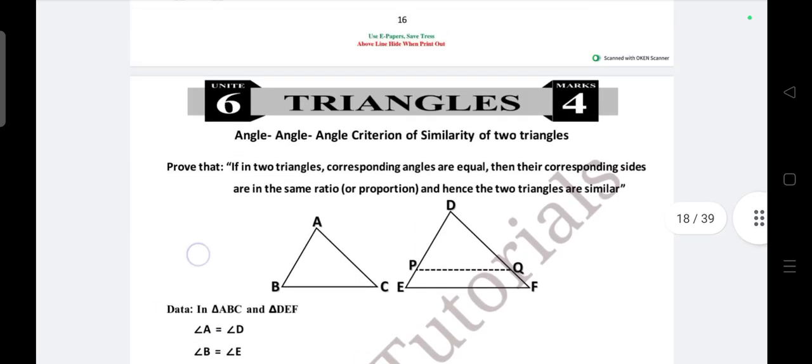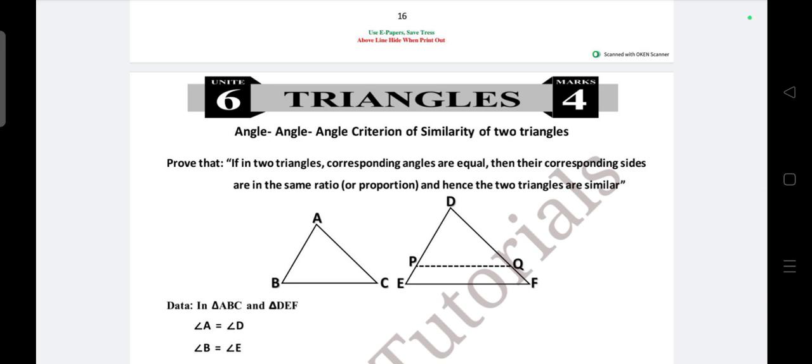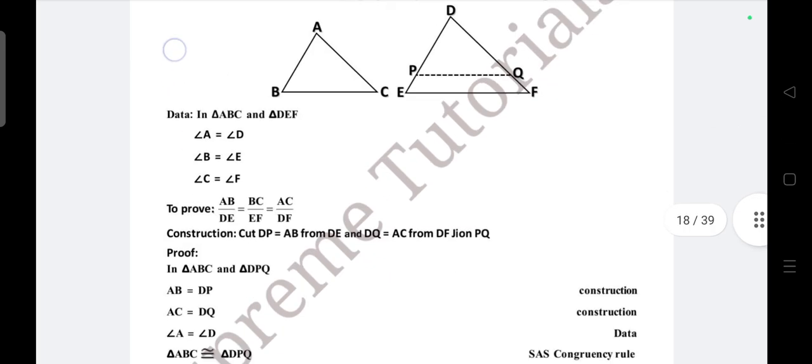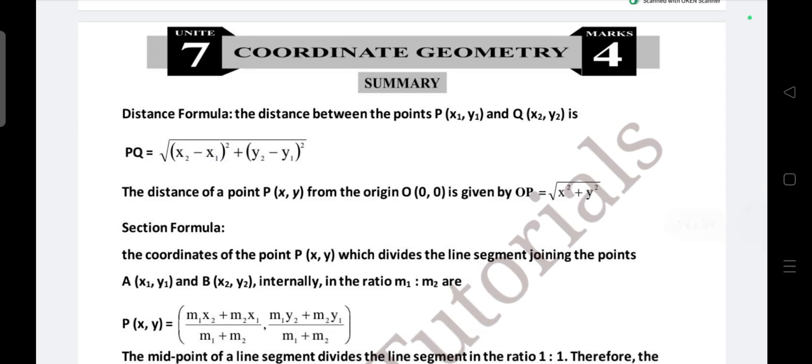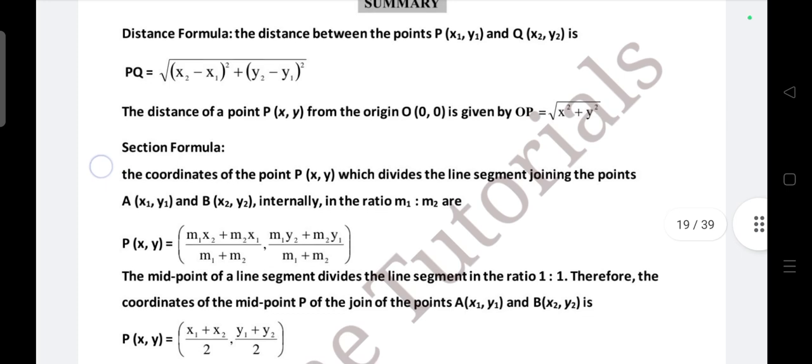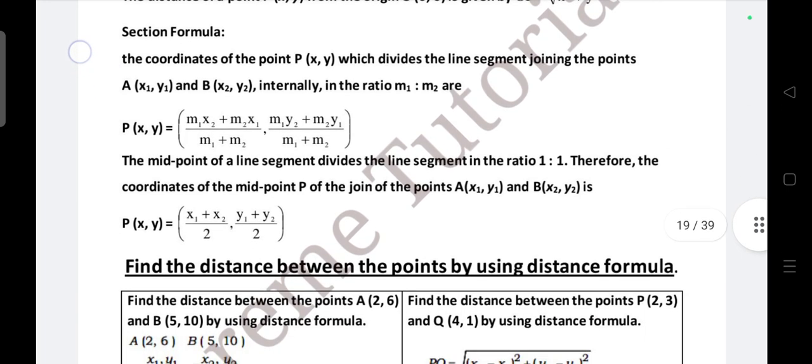Then the angle criterion, similarity of two triangles, this one. Then Thales theorem. Next come to the next chapter, coordinate geometry. This is the distance formula, square root of x2 minus x1 whole square plus y2 minus y1 whole square. Then the section formula, then the midpoint formula.